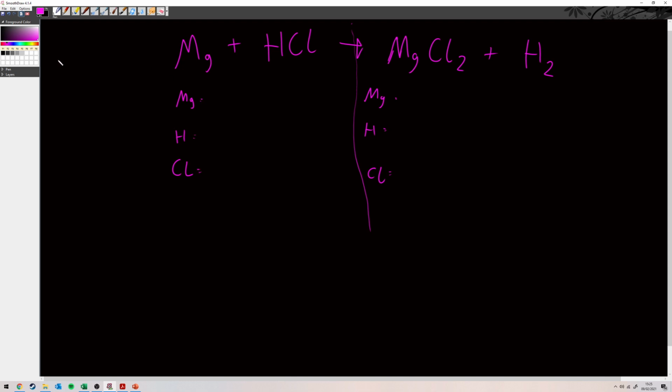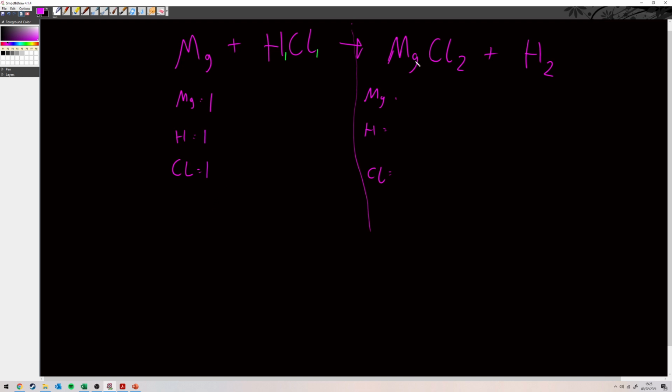So let's count up. If you want to, you can draw your particle diagrams. But how many magnesium atoms do we have on the left hand side? Well, it's just Mg by itself, so we've got 1. How many atoms of hydrogen do we have on the left hand side? Remember, if there's no number next to it, it means there's a little 1 next to it. So we have got 1 hydrogen and we have got 1 chlorine.